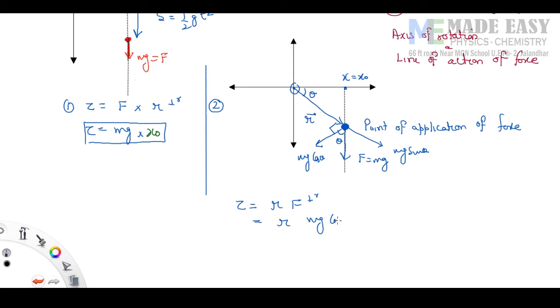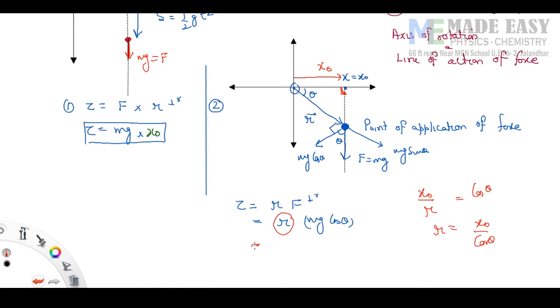F perpendicular कितना है हमारे पास? mg cos theta. Now this is not my answer क्योंकि question में r नहीं given. r तो खुद आपने introduce किया है यहाँ पे, right? So have to bring r in terms of x naught. This length in question was given to be x naught. How to bring it? It's pretty easy. Consider this right angle triangle. This is theta. This is 90 degree. This is base. This is perpendicular, right? This is hypotenuse. Base upon hypotenuse is equal to cos theta. From there you can put r as x naught by cos theta.